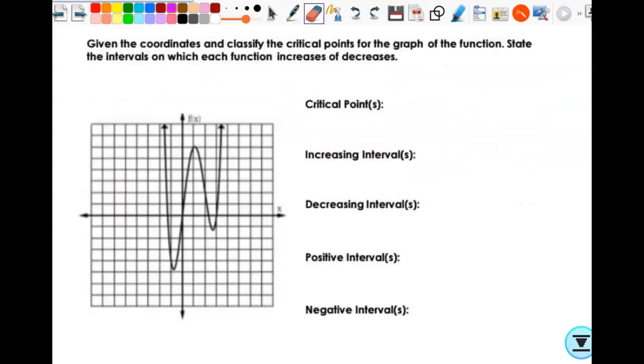There you go. Okay, last little section here. It says, given the coordinates and, bad wording, I should say give the coordinates and classify the critical points for the graph of the function, state the intervals on which each function increases or decreases. Wow, that's just all kinds of bad. But I think you know what you're supposed to do here. All right, so first, the critical points.